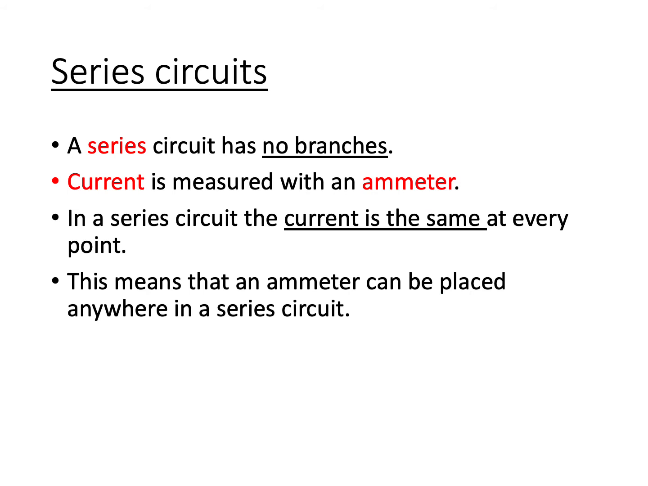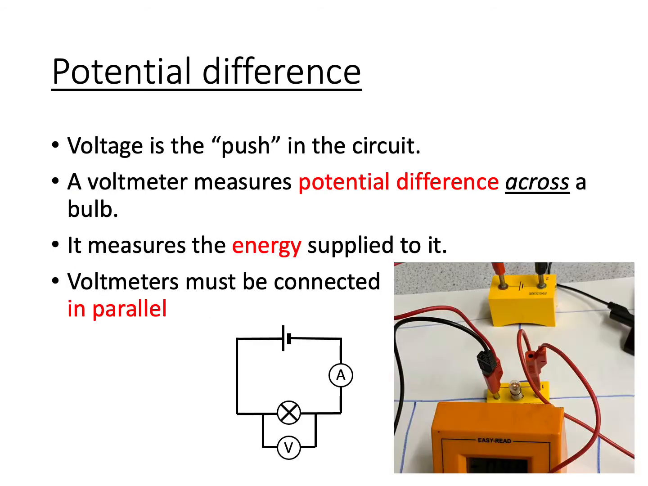Okay, so let's think in summary here. A series circuit has got no branches in it. We measure current with an ammeter, and in a series circuit the current is the same at every point. So that means you can put an ammeter anywhere you like in a series circuit.